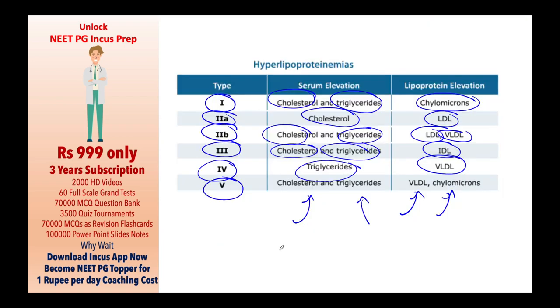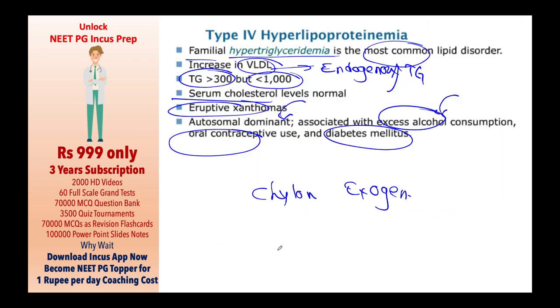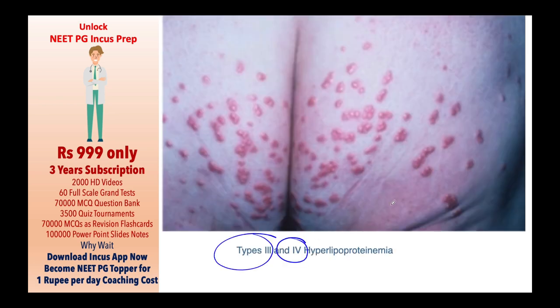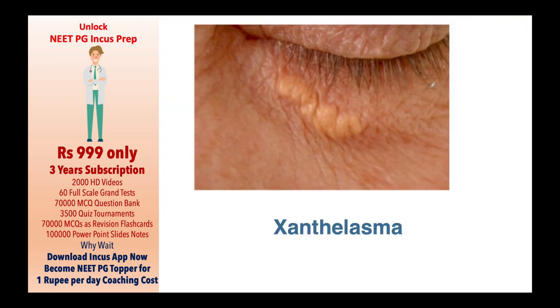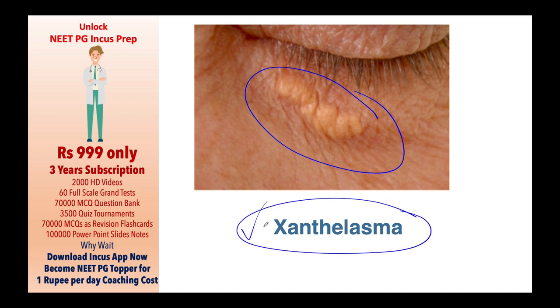So what are these, doctor? These are type 3 and type 4. What do you see in type 3 and type 4? You see eruptive xanthomas, please don't forget. And this is what tomorrow's NEET PG exam will ask, an image based question, xanthelasma.